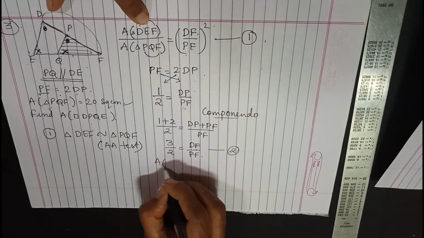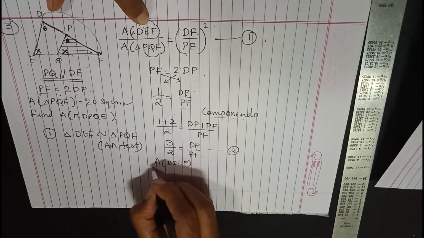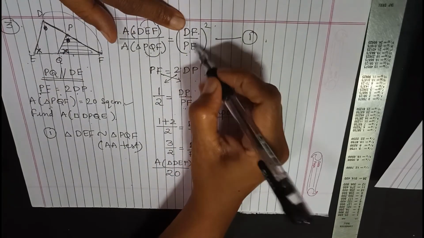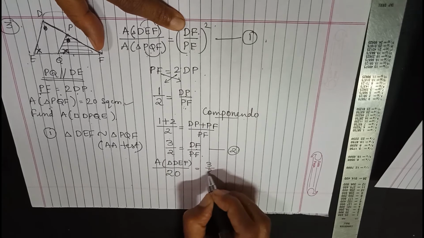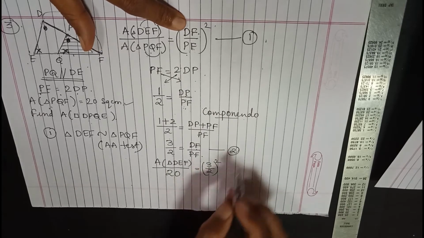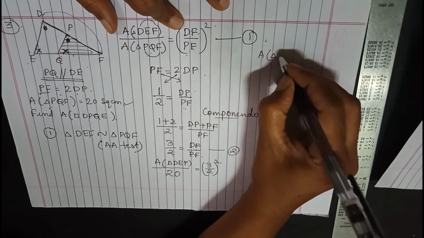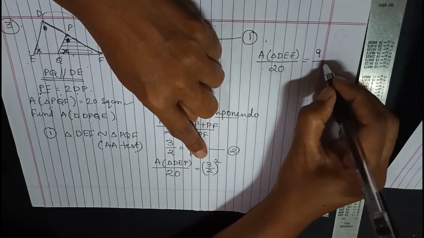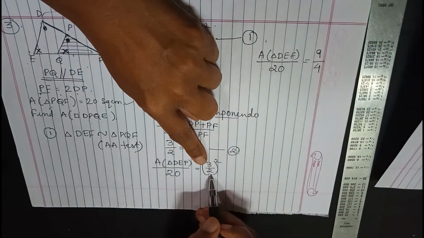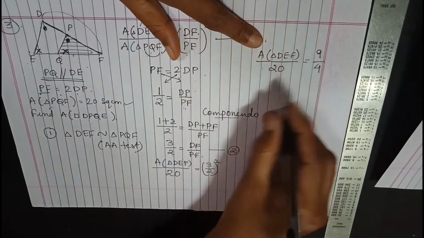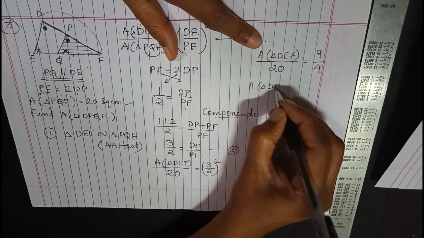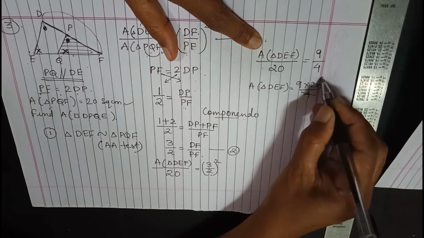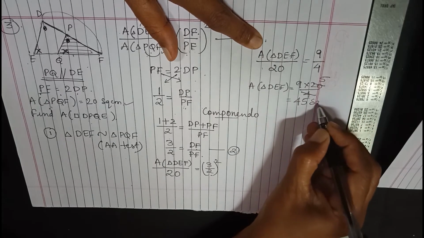Area of triangle DEF upon area of triangle PQF is given in the question 20. And now DF upon PF we got 3 upon 2 whole raised to 2. So now let's solve this. What do we get is area of triangle DEF upon 20. Now I square these two and I get 9 upon 4. Square of 3 is 9 and square of 2 is 4. Right? So now we cross multiply. Area of triangle DEF is equal to 9 into 20 upon 4. So 4 5s are 20 and I get 45 square centimeters.